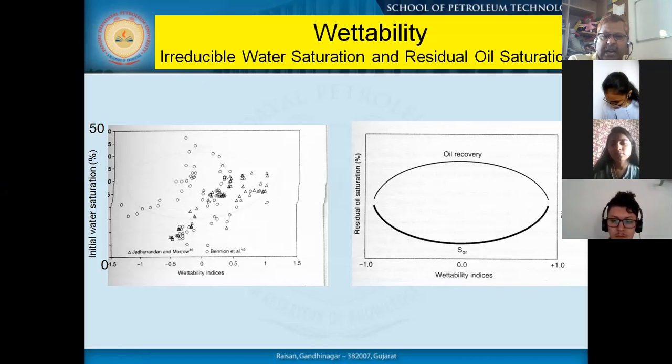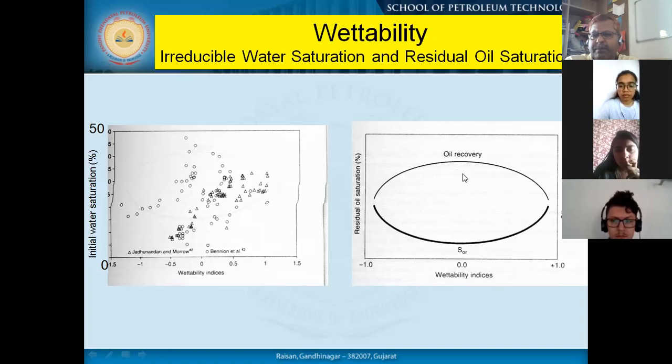That's why if you see the graph in the left panel, at minus wettability index, you see the initial water saturation is less. Whereas if you go towards the right side, the top part, even high water saturation, I mean 30, 40, 50% water saturation, we could see in some cases. So this is the initial part.